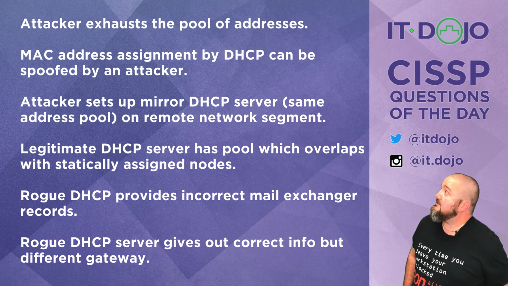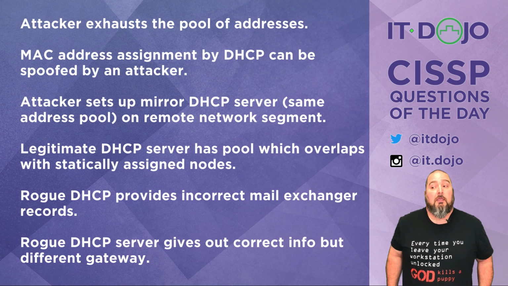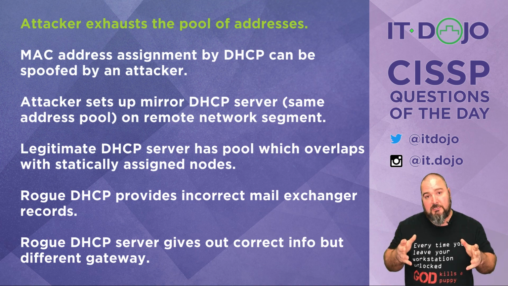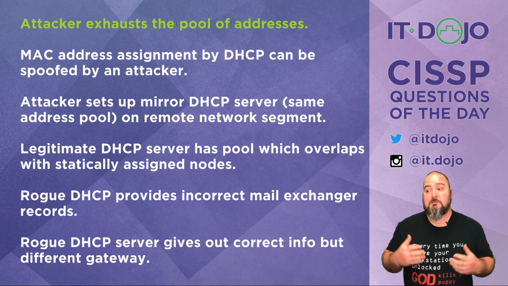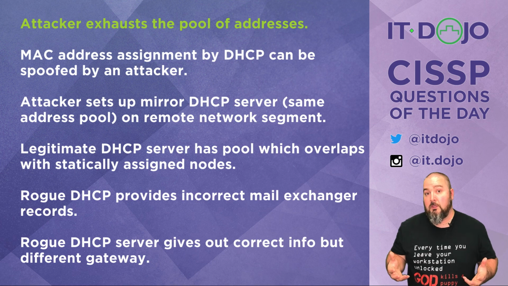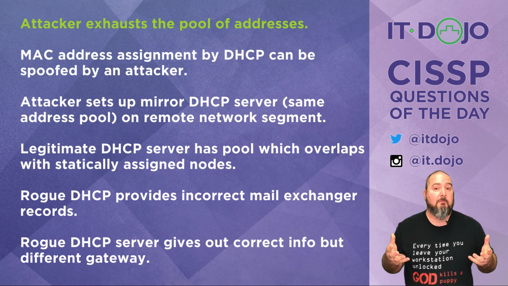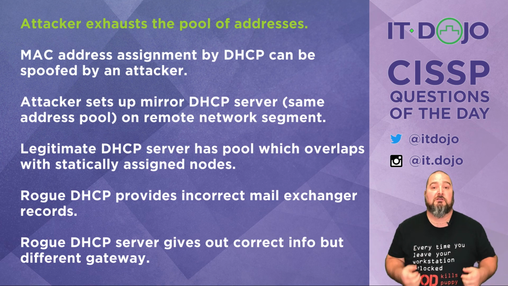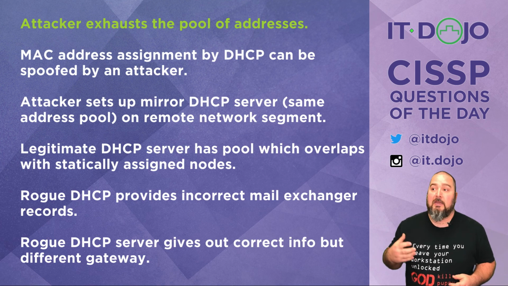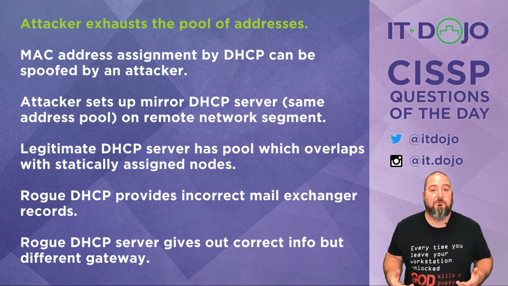All right, first one up on the list says that the attacker exhausts the pool of available addresses. And this is a legitimate concern. If you have a legitimate DHCP server in your environment, it, for the most part, is going to give an IP address to anybody who asks for one. So it's perfectly plausible that an attacker could just generate random MAC addresses and send DHCP discover packets in IPv4 and obtain all of the IP addresses by using a different spoofed MAC address each time to just exhaust the pool of available addresses.